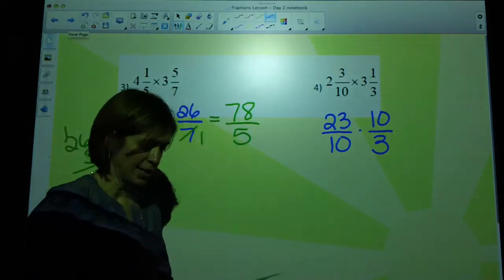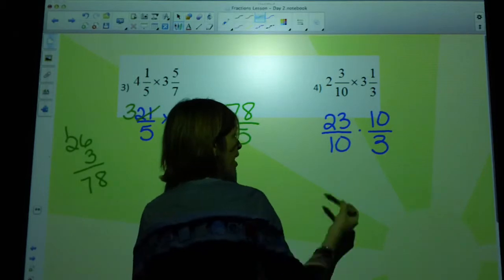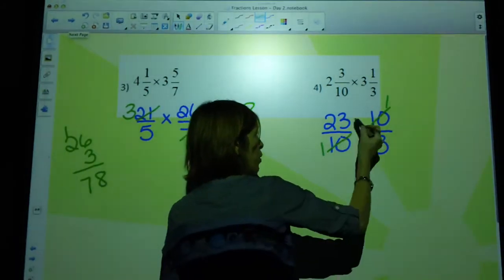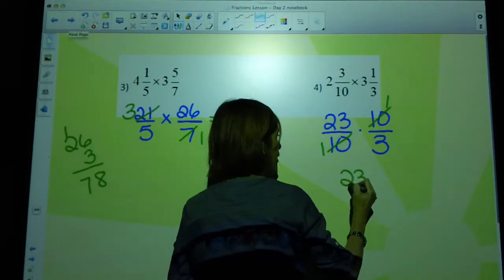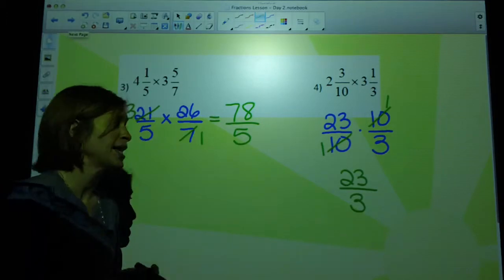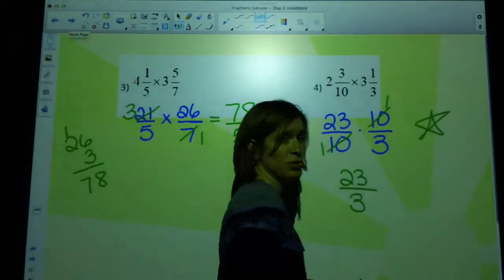Simplify, then multiply. Well, I made this easy, didn't I? Because it simplifies. The tens go into themselves one time. So 23 times 1 is 23. 1 times 3 is 3. So I'm looking for that simplify, then multiply. Go ahead and let's put a star, because we got it right.